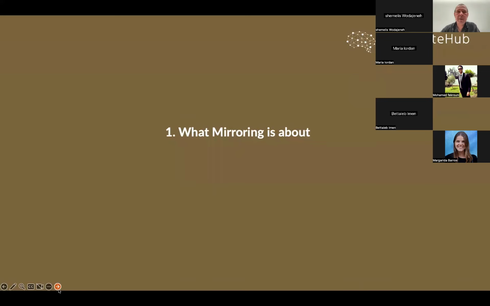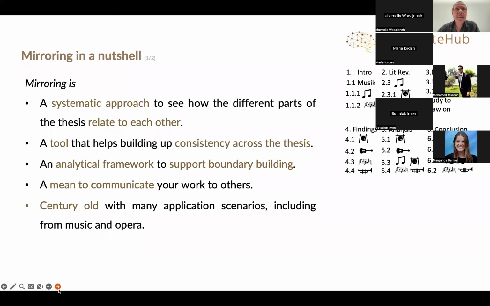What is mirroring all about? It's a systematic approach to see how the different parts of the thesis relate to each other. And it can serve you as a tool to build up consistency across the thesis. It also can be used as an analytical framework at the same time and assist you in building up the boundaries to understand what is in your thesis and what is not. And that, on the other hand, can improve your communication skills and help you tell others what your research is about, what it is not about, and bring out the key facts.